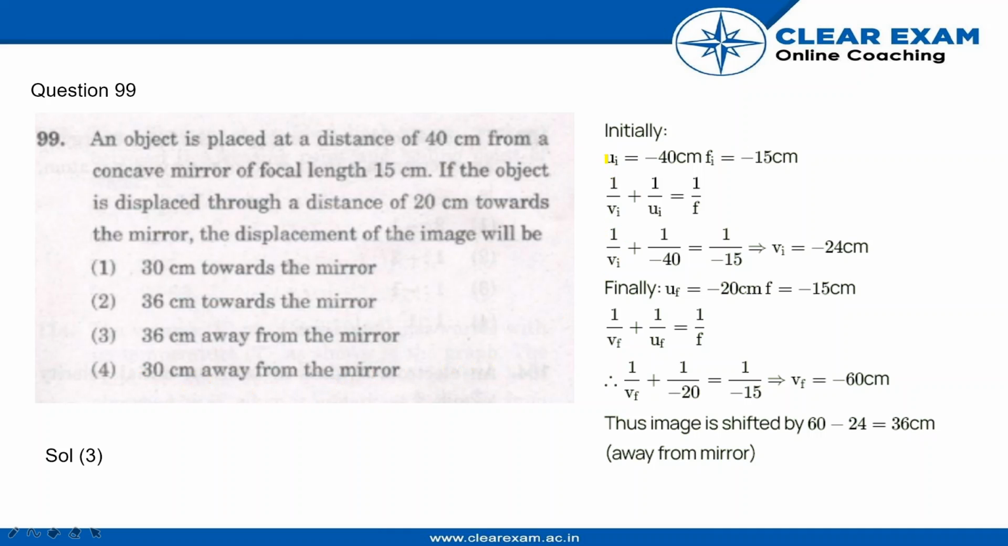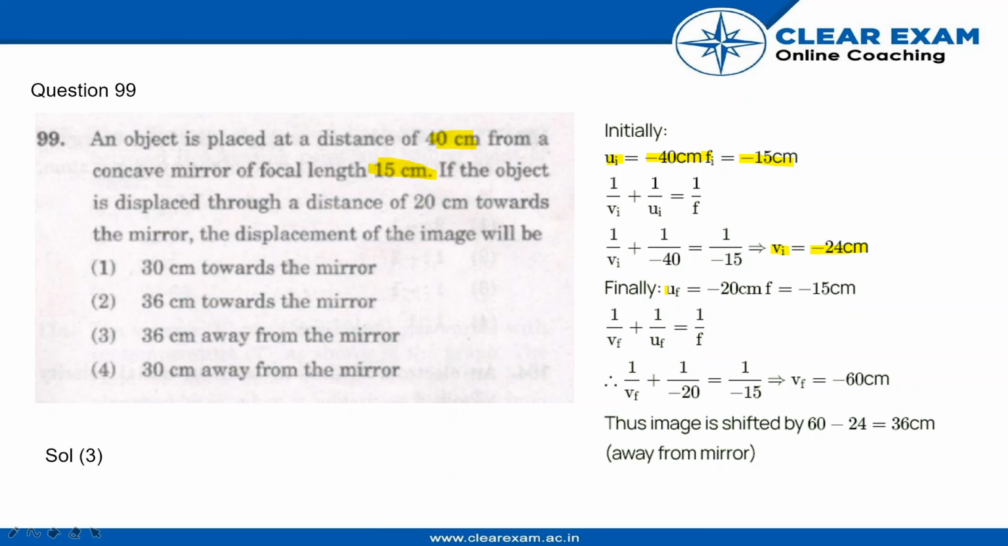According to the question, Ui is minus 40 centimeters and F is minus 15 centimeters. So we know that 1 upon Vi plus 1 upon Ui is equal to 1 upon F. So from this we can calculate the value of Vi. 1 upon Vi plus 1 upon minus 40 is equal to 1 upon minus 15. Through this the value of Vi will be minus 24 centimeters.